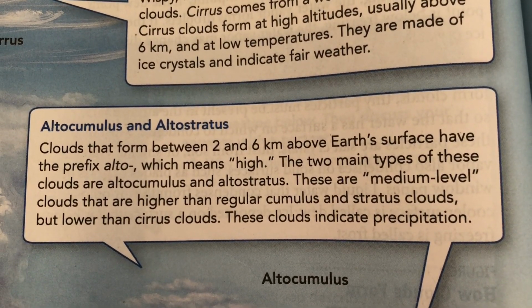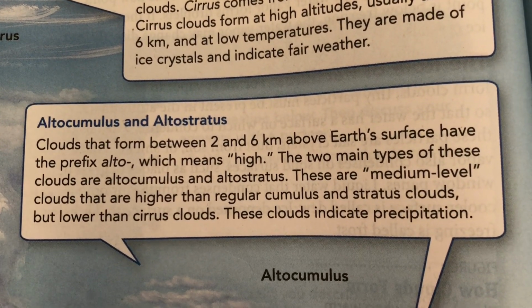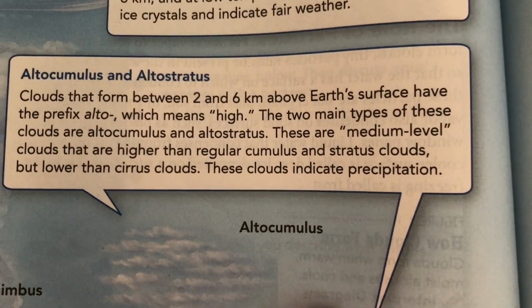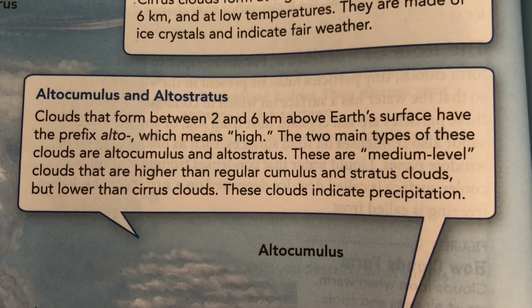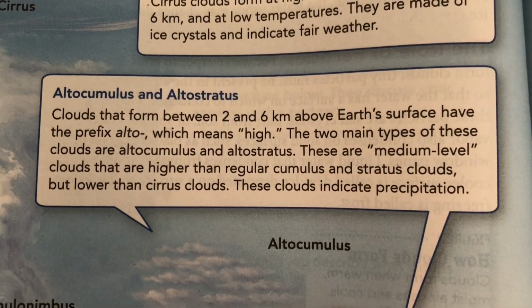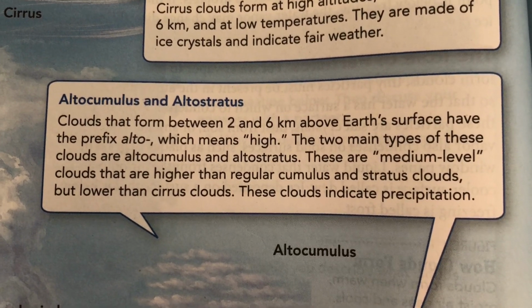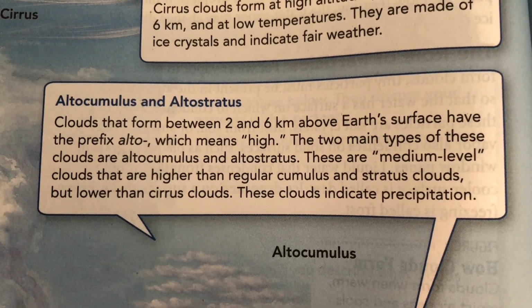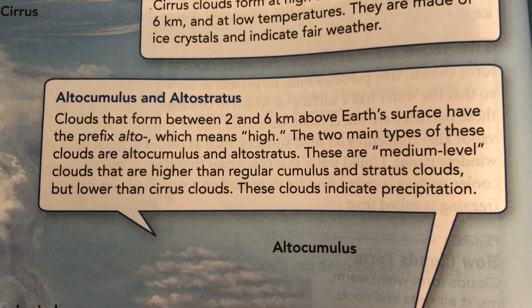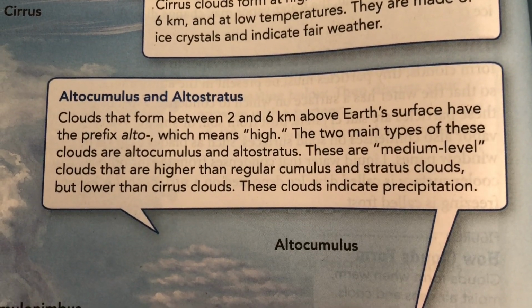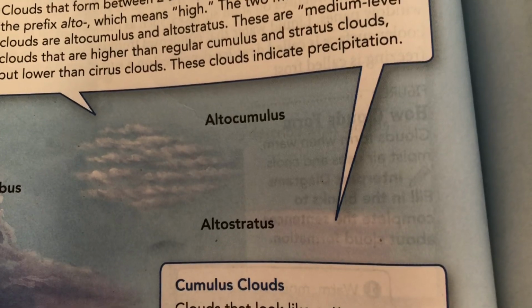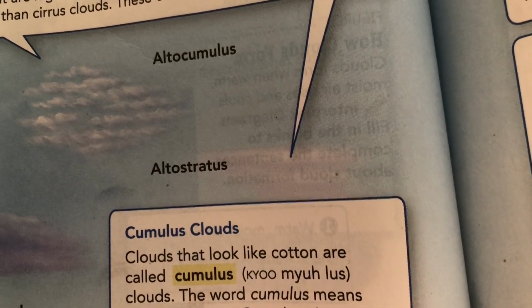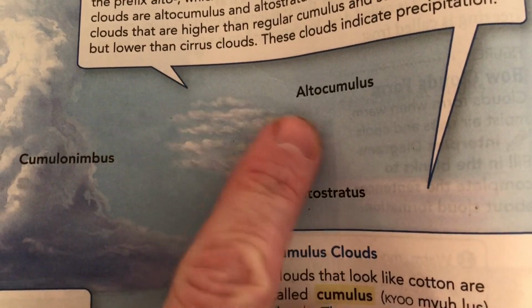Alto cumulus and alto stratus. Clouds that form between 2 and 6 kilometers above the Earth's surface have the prefix alto, meaning high. The two main types of these clouds are alto cumulus and alto stratus. These are medium level clouds that are higher than regular cumulus and stratus clouds, but lower than cirrus clouds. These clouds indicate precipitation. Here's a very faint picture of alto cumulus and alto stratus.